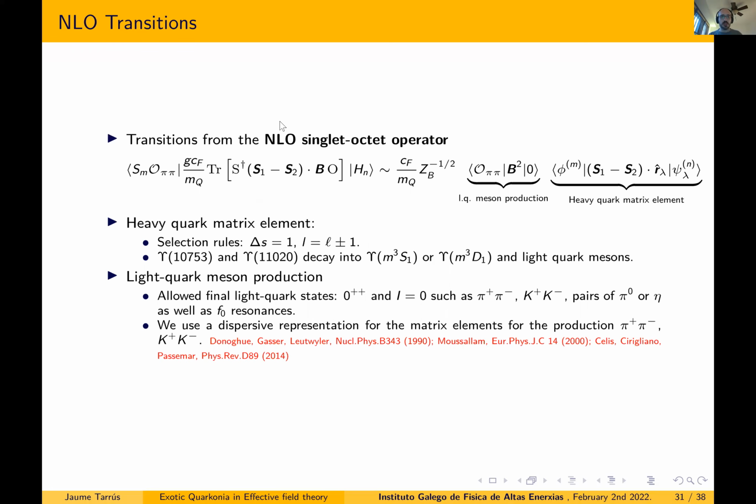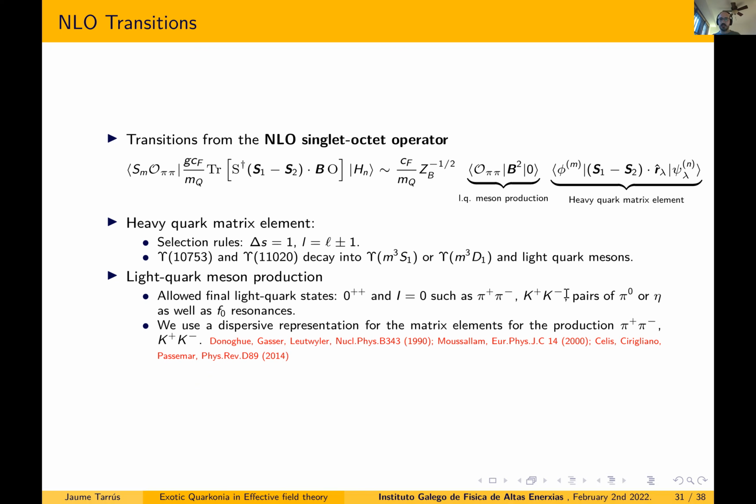Then we can do the same sort of thing with the next-to-leading order singlet to octet operator in the heavy quark mass expansion. This is an operator that depends on the spin of the heavy quarks. Again, we can sandwich this between the initial hybrid and the final standard quarkonium plus light quark mesons, and this factorizes as before. From the heavy quark matrix element, we get some selection rules, which for these two states mean that they can only decay, at least through this operator, to Upsilon 3S1 or 3D1. The allowed light quark mesons in the final states must be scalar, isospin 0, so pairs of pions, kaons, or etas, or also f0 resonances.